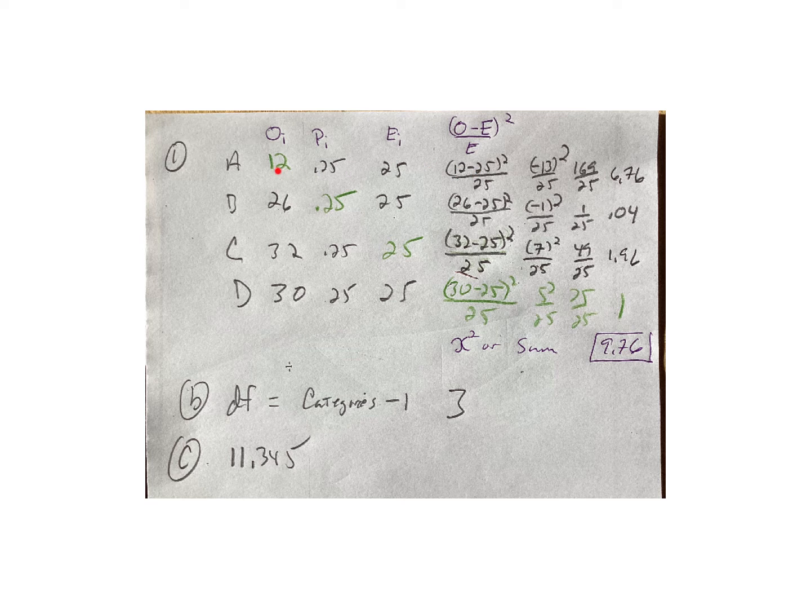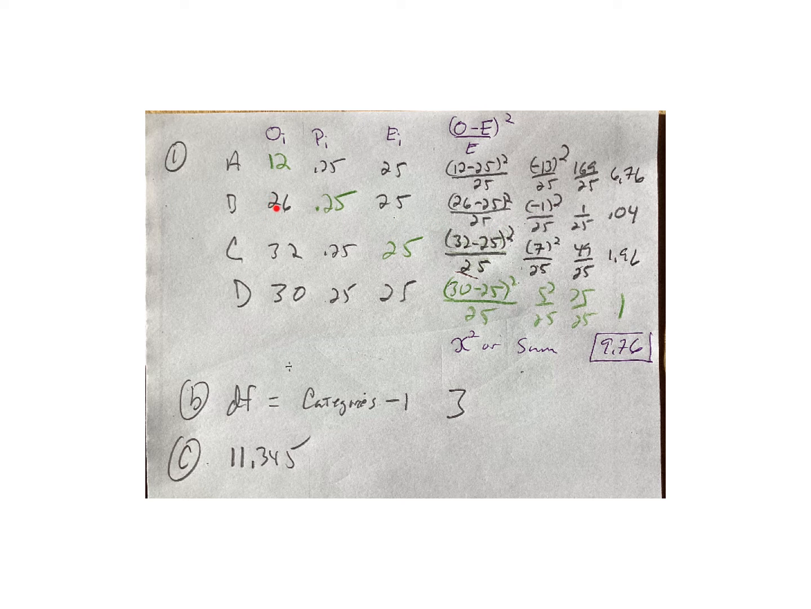For the first one, I had 12 observed and 25 expected. So 12 minus 25 is negative 13, over the expected value of 25, right? If I square negative 13, I get positive 169. And 169 divided by 25 is 6.76. Of course, you would have seen that on the table if we could look at this version of it.